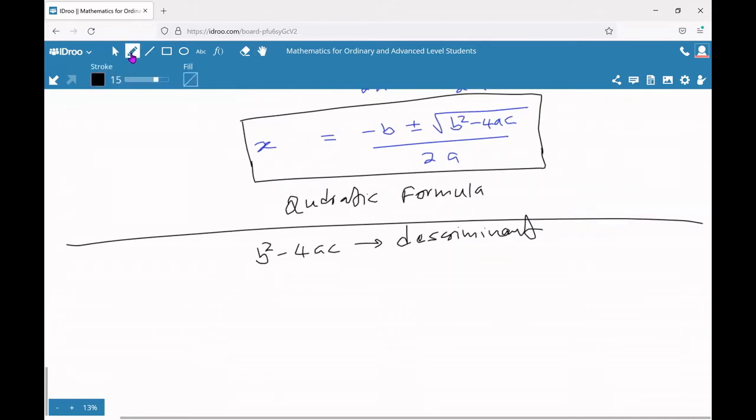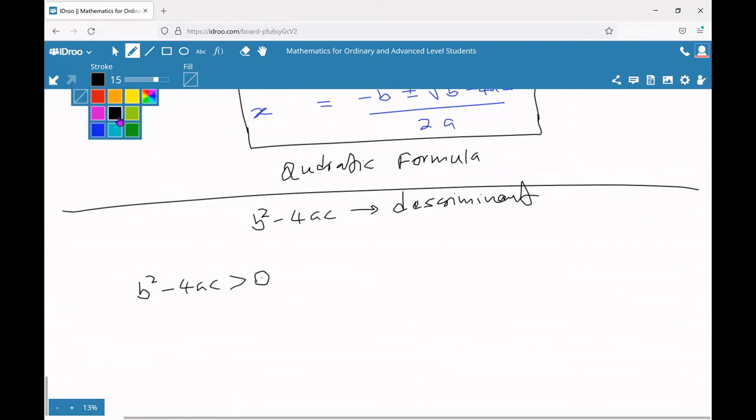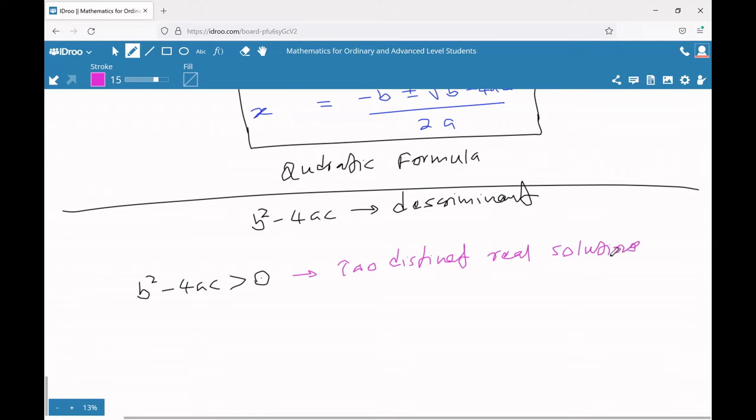Then we can decide the nature of the quadratic curve in terms of whether it intersects with the x-axis or not. If b squared minus 4ac is greater than 0, the equation should have two distinct real solutions. What that means is, when we sketch it, it could be a minimum or a maximum, and it will intersect the x-axis at two different locations. So we have two distinct real roots.